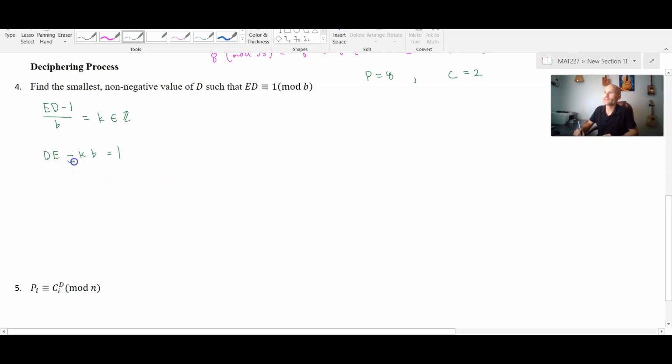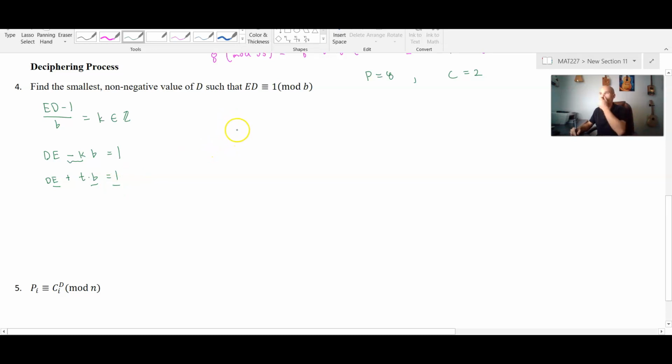And what I'm going to do here is relabel this integer, because if k is an integer, then the negative of it is also just an integer, on the other side of 0 on the number line. So I'm going to call this t. So d times e plus t times b equals 1. Now this all has to do with the fact that the GCD between e and b is 1. That's why this step is critical.